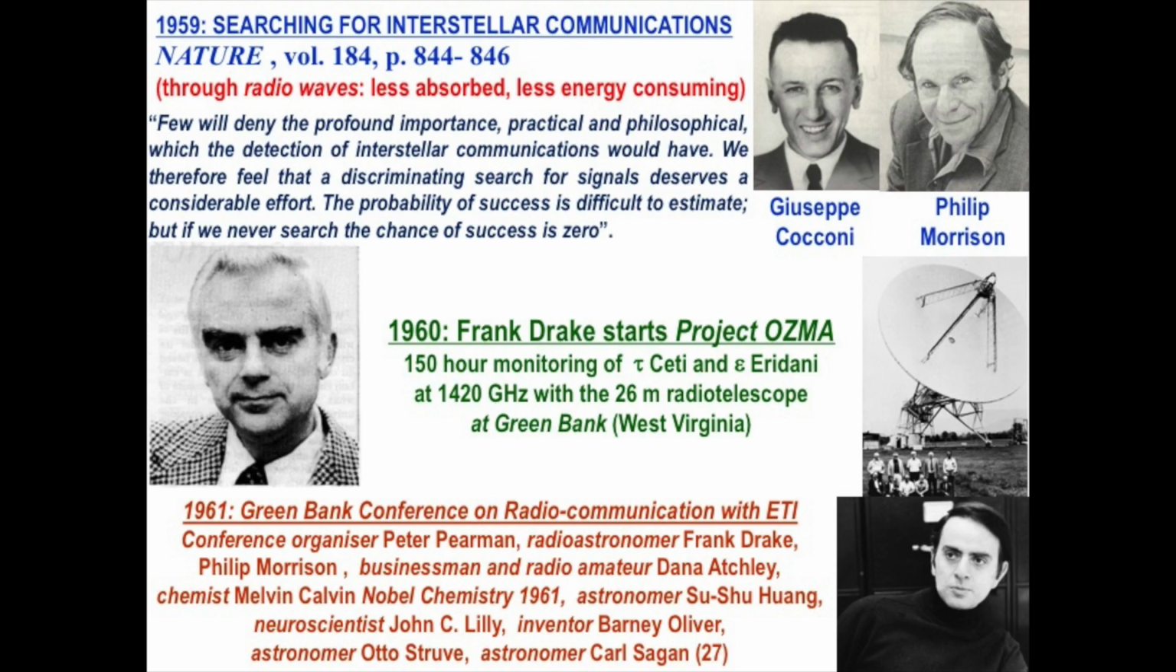Of course, he didn't detect anything, but in '61 he held a conference in Greenbank, at his radio telescope in Virginia, on radio communication with extraterrestrial intelligence. It was the very first conference on that topic, attended by only 10 people, among whom the very young astronomer Carl Sagan, at the age of 27, and Philip Morrison also, and a couple of other people.